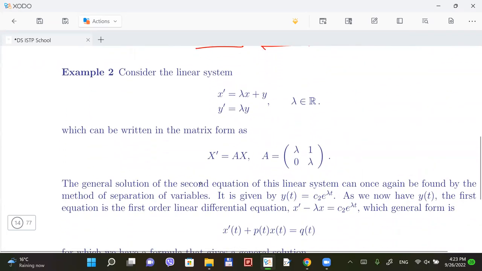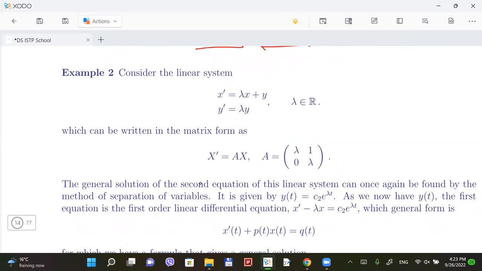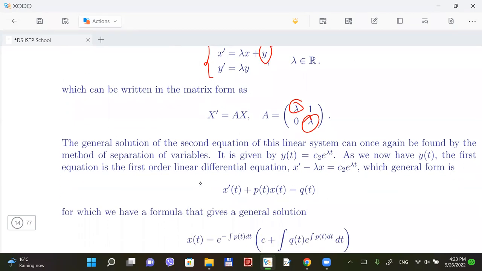The second example is like this. Now you have a lambda on the main diagonal and 1, 0. So the system looks like this. Now it is not uncoupled. The second equation is solved by separation. But if you know epsilon, then the first equation becomes a linear differential equation.